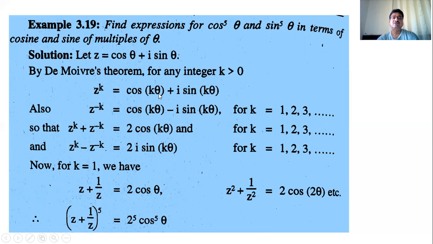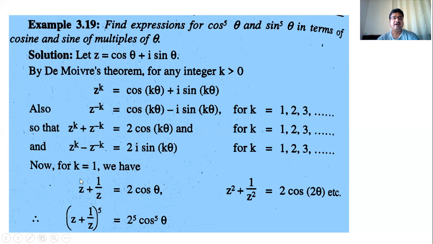And this is cos kθ plus cos kθ, 2 cos kθ. And z^k minus z^(-k) is what? Their subtraction: this becomes 0 and this becomes 2i sin kθ. And z^(-k) means 1 by z^k.